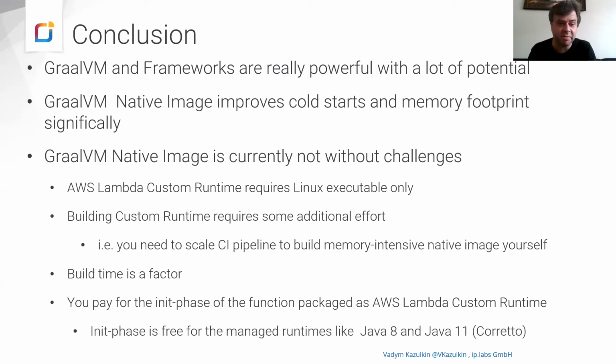You need to scale these pipelines, and they require 6 to 10 gigabytes of memory currently, and take 3 to 4 minutes to build one function. Now imagine you have 10 functions, 100 functions, you change them a lot, so you need to scale your CI pipeline. It's not easy stuff. And the build time is also a factor here.